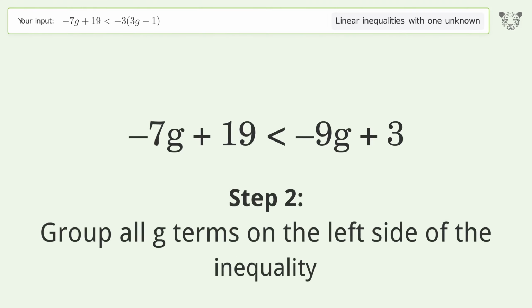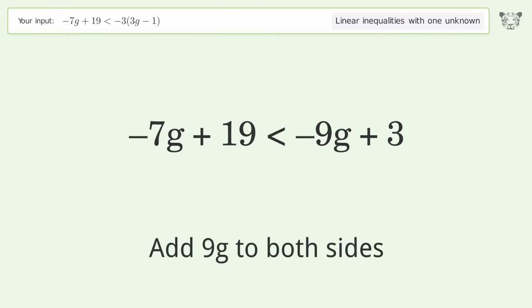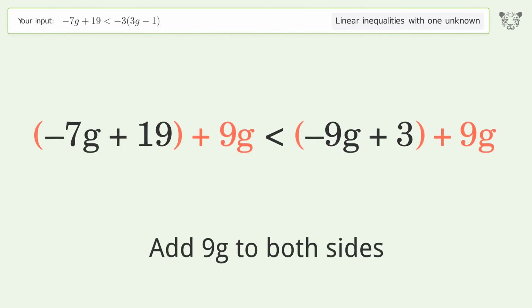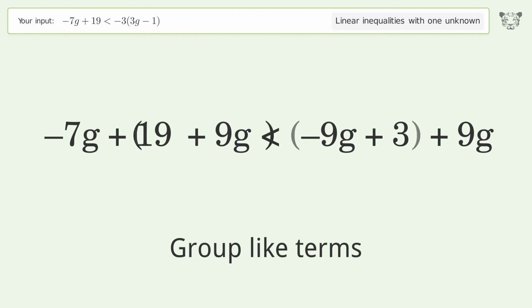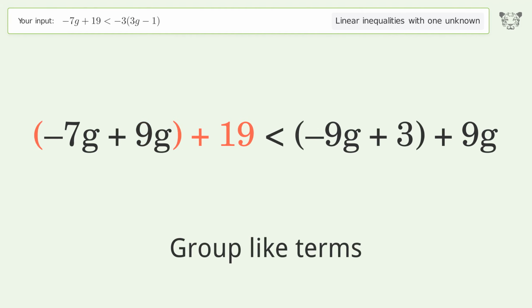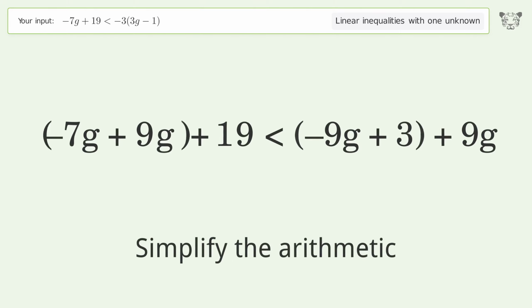Group all g terms on the left side of the inequality. Add 9g to both sides. Group like terms. Simplify the arithmetic.